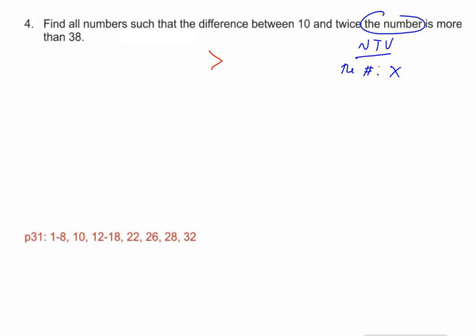Okay, so now we need the left-hand side. The difference, so difference has to be what operation? Difference is subtraction, right? So now I got to subtract. And what am I subtracting? So where does the 10 go, left or right? Left. And what goes on the right? X or 2X? Twice the number, right? 2X? Twice has to be 2 times it. And we said our number is X. And now we're done because the other side is 38, right?